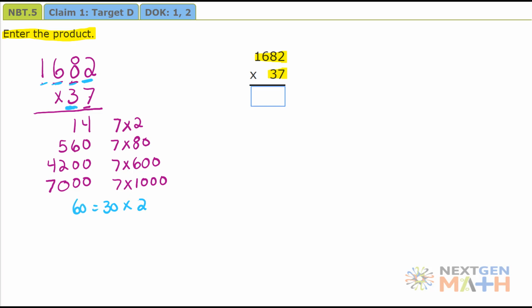And then we're going to multiply 30 times 80. So 30 times 80, that's equal to 2,400. Next, we're going to multiply 30 times 600.